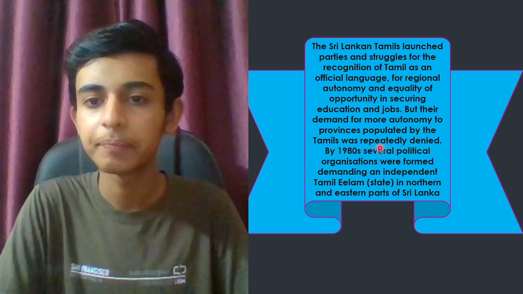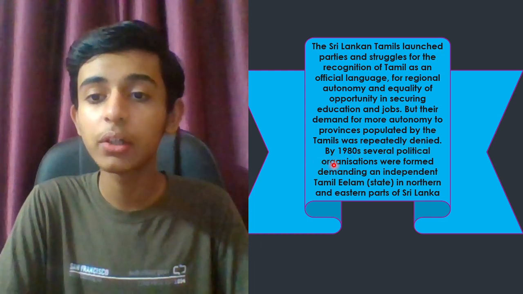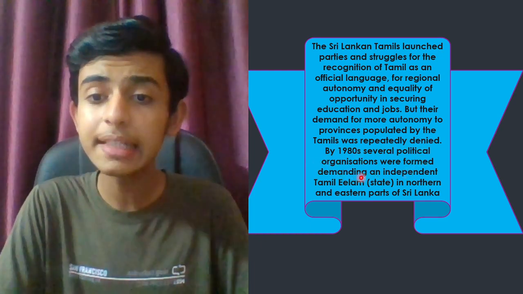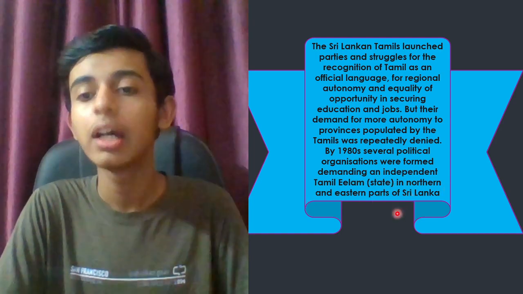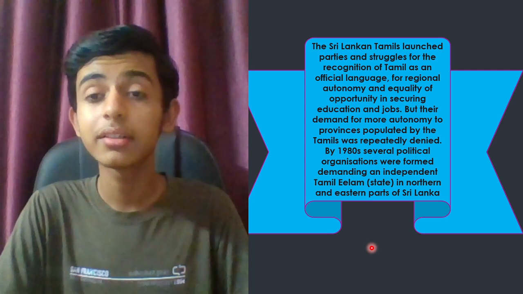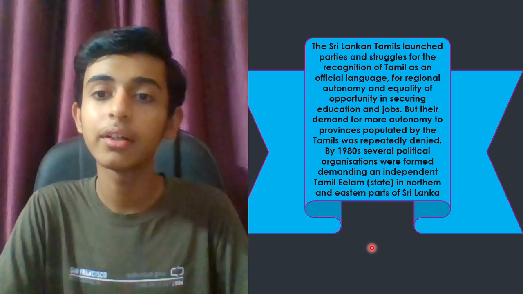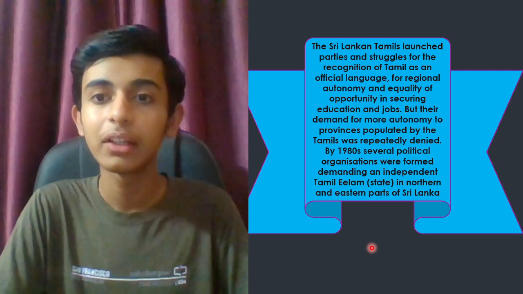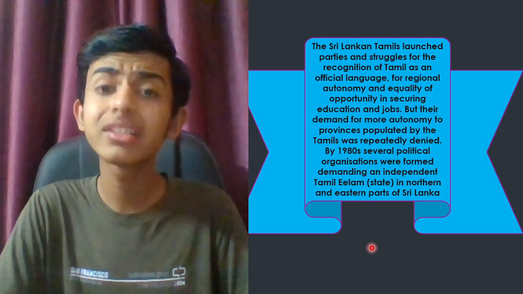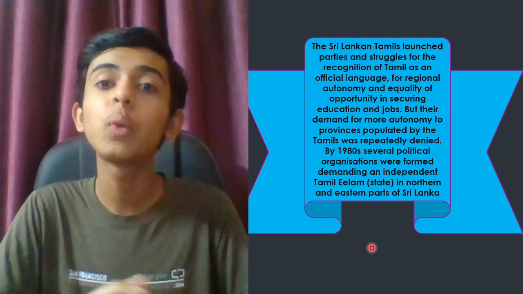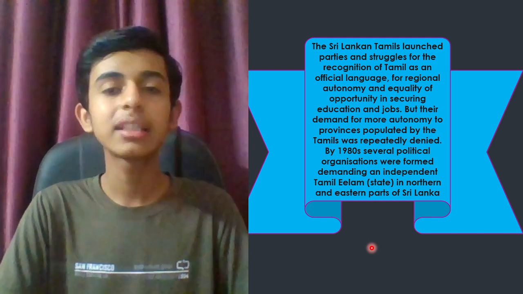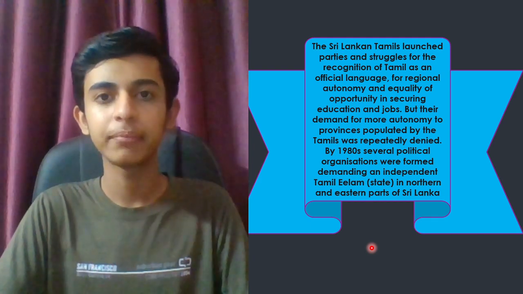By 1980, several political organizations were formed demanding an independent Tamil Elam state in northern and eastern parts of Sri Lanka. Now, see, the Sri Lankan Tamils were so tired of just begging, not begging, but struggling. But just look at their petty condition that they couldn't do whatever they wanted. So that's why finally they asked for an Elam, for a state.